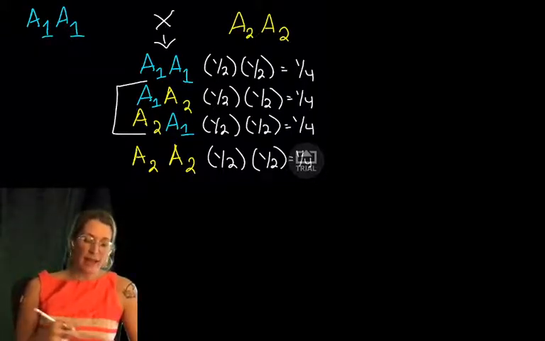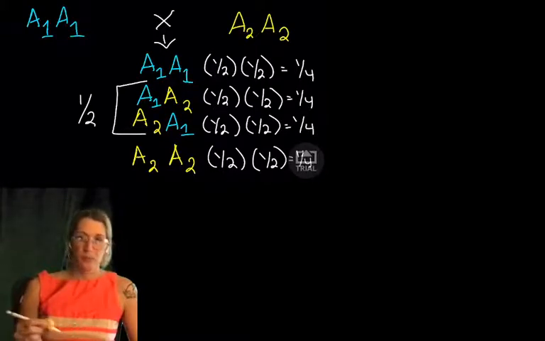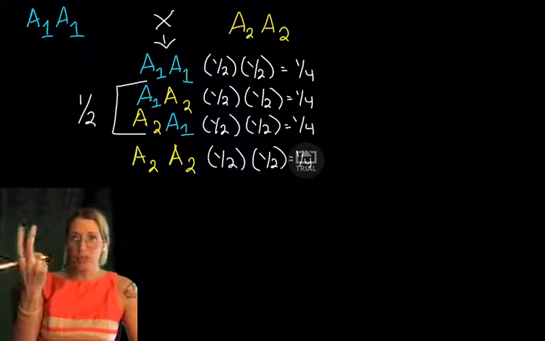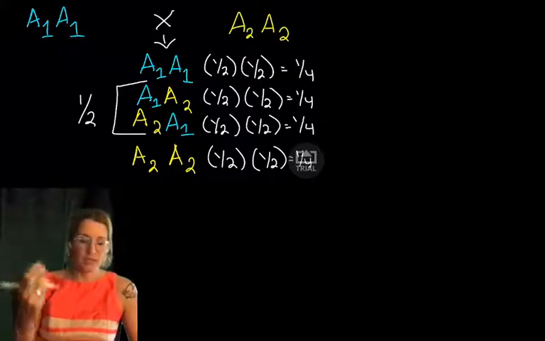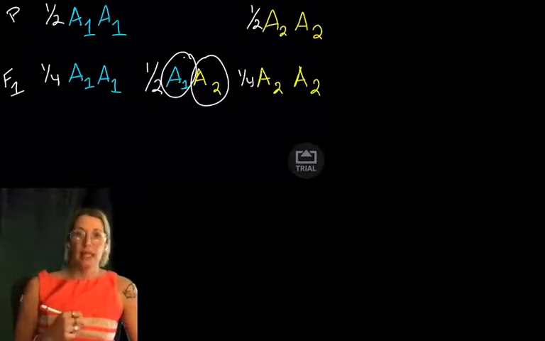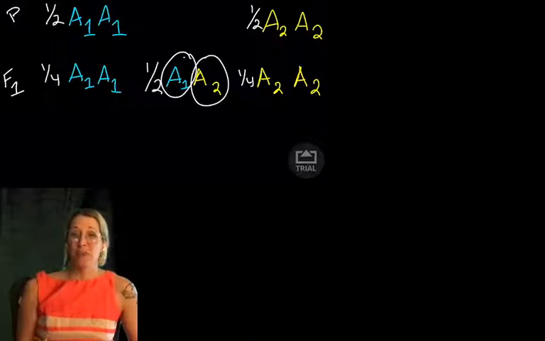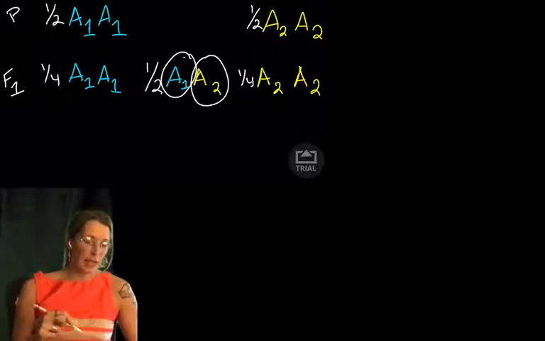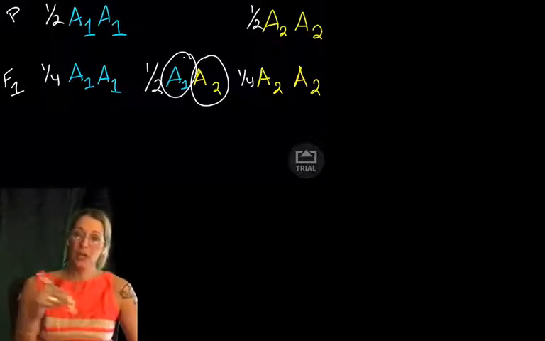If we consider the fact that heterozygotes are the same genotype no matter which direction we write them, what we end up with in the F1 generation is a quarter homozygous A1, a half heterozygotes, and a quarter homozygous A2. This is just review of concepts that were covered in genetics. If you're not remembering this, maybe do an A1, A2 Punnett square to remind you how that happens.